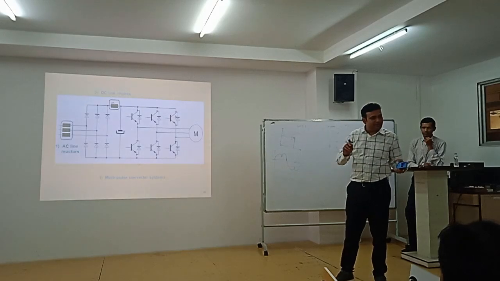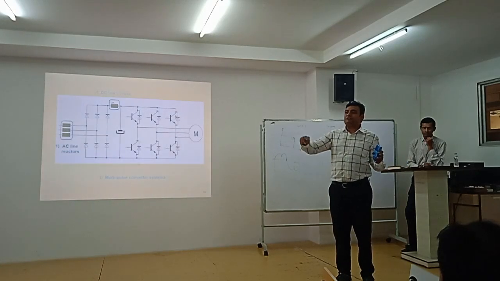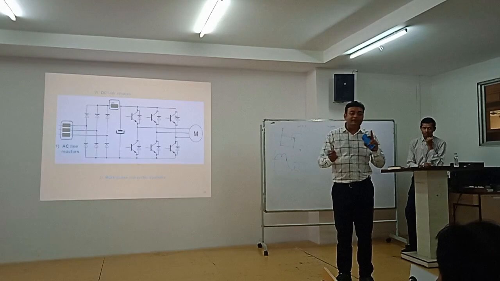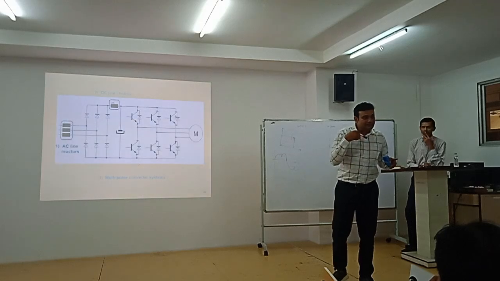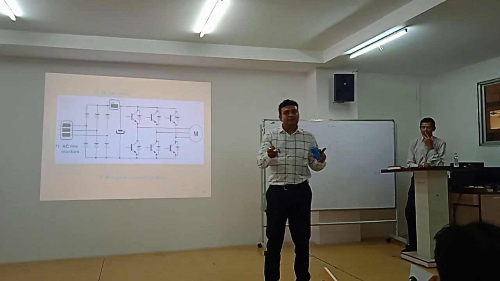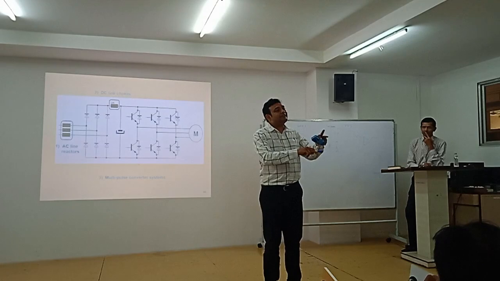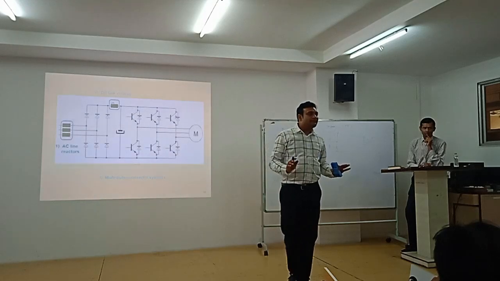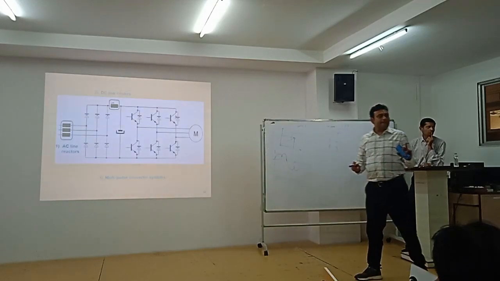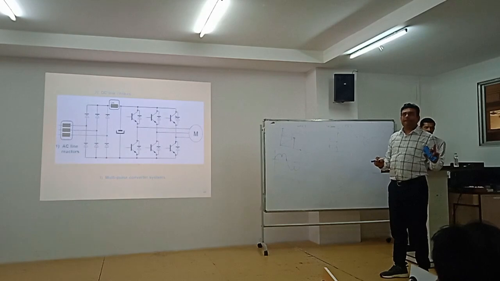A generalized formula is this: if you use single phase, that is a 2 pulse converter, so naturally third harmonics are going to appear. If you use a 3 phase rectifier, naturally third harmonics will be out. So there will be directly 5 and 7, because if you keep n equal to 1, it will be 5 and 7.